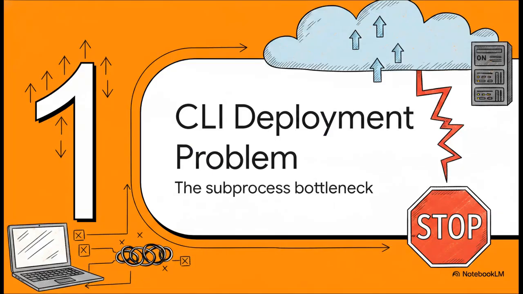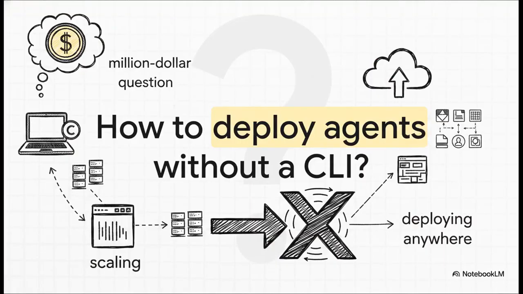All right, Section 1, the CLI deployment problem, or as it's better known, the sub-process bottleneck. Now, this right here, this is the million-dollar question right now. You see, the official Claude agent SDK TypeScript from Anthropic is incredibly powerful, but it actually drives Claude code by spawning a CLI subprocess. It essentially opens a hidden terminal and runs the Claude commands in the background. Now, that works flawlessly when you're just testing things out on your MacBook. But as soon as you try to scale up to production, this architectural choice creates a massive bottleneck.